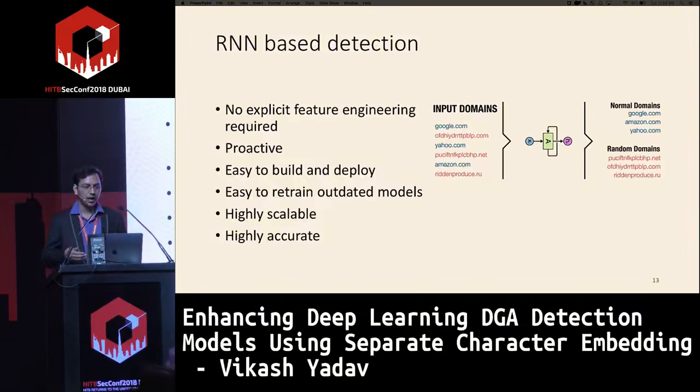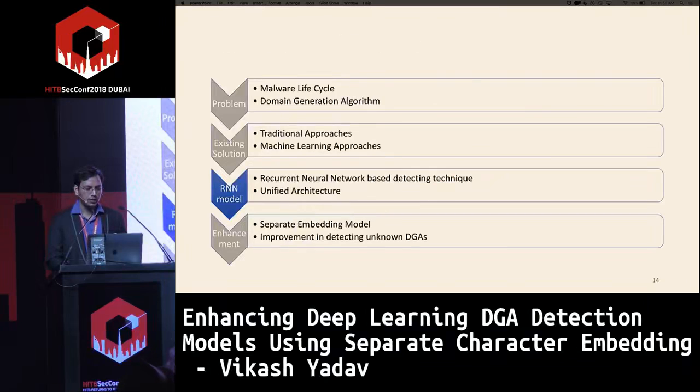If your algorithm is becoming outdated, you can simply add new DGA samples, retrain your model, and deploy it back. It's very easy to deploy these models. It's highly scalable, and highly accurate in detecting these DGAs. We're going to go in depth into this technique: what the different components are, how these pieces fit together, and what detection accuracies we can expect from this technique.